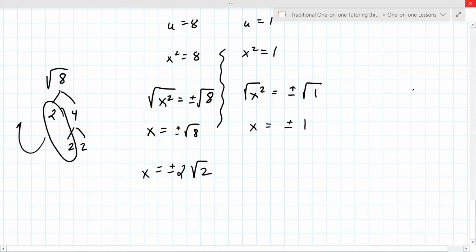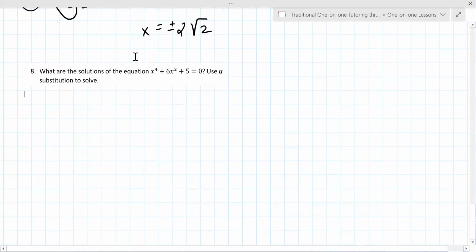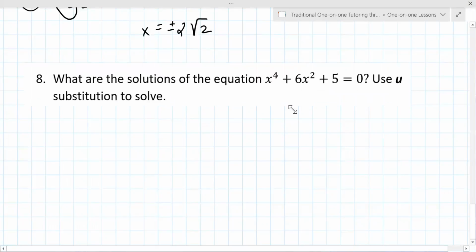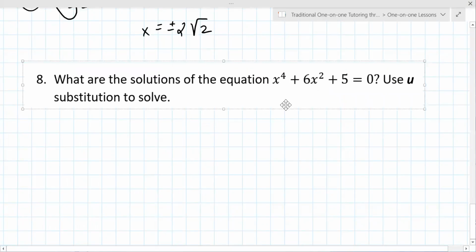All right, let's continue here. 7 and 8 are really similar. Let's do 8 first. This is one of the first lessons where your instructor is giving you a bunch of the same type, where you just do the same thing over and over again.